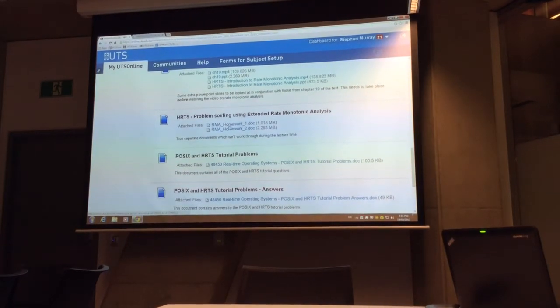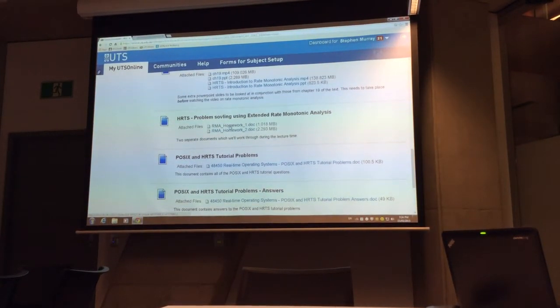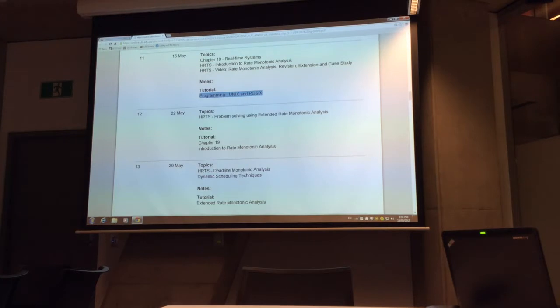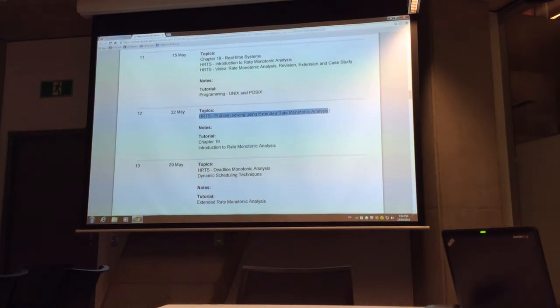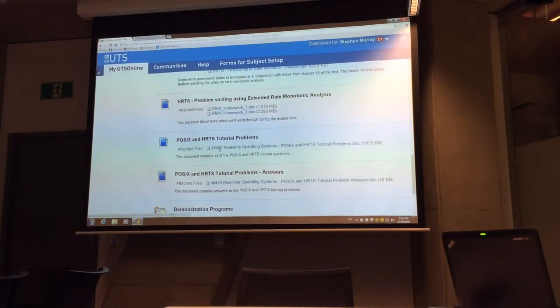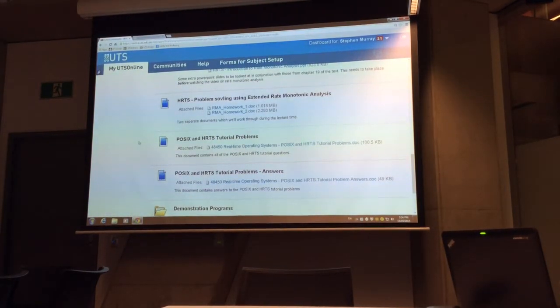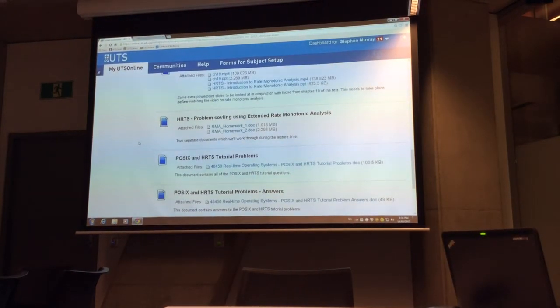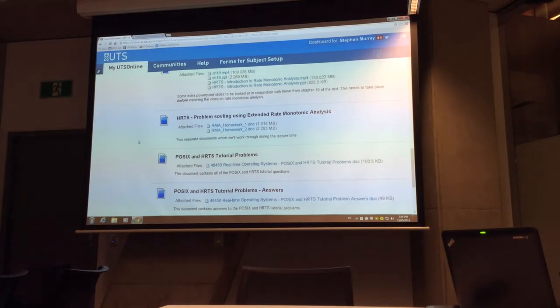Because even though they say rate monotonic analysis homework documents 1 and 2, they're not homework. They're the ones that I'll be working through in our big tutorial session. So those are the documents that contain the problems. That is the focus of that particular activity, problem solving using extended RMA. Those are the POSIX and hard real-time systems tutorial problems there, and the answers to them there. So 4 extra documents that have popped up just in the last few hours.